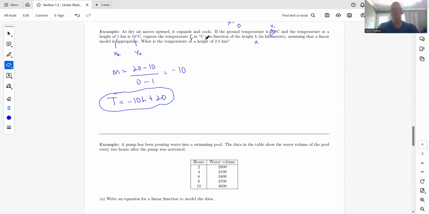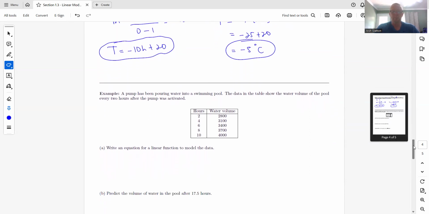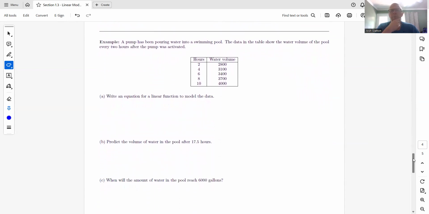Then what is the temperature at a height of 2.5? So we're just going to plug in 2.5. And we get negative 25 plus 20, so I believe we get negative 5 degrees Celsius. Okay, so fairly straightforward, I think. Again, when you're getting these linear models, you're looking for 2 points typically, unless they actually give you the slope.